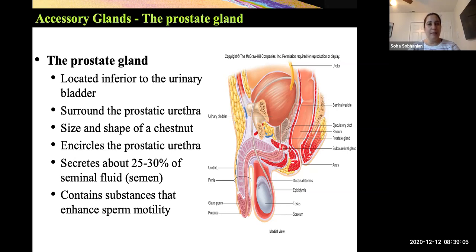So for your exam, please guys, take a few minutes to make sure you understand what portion of the semen each of these accessory glands contributes to, and then what they actually do in terms of their function for the reproductive system.